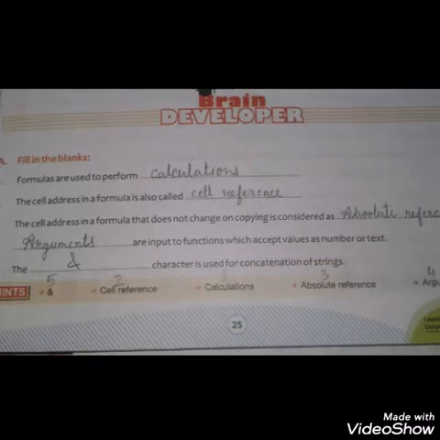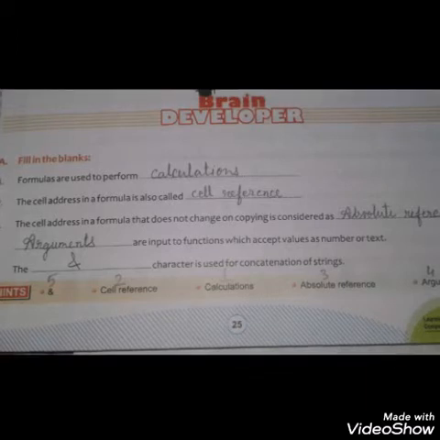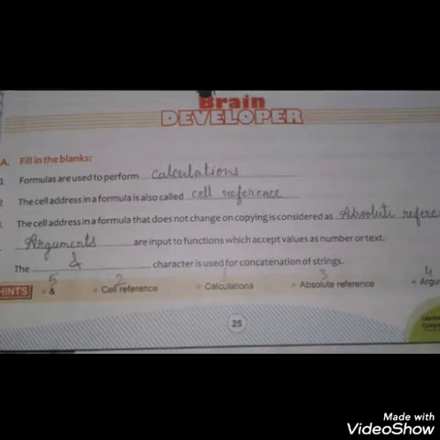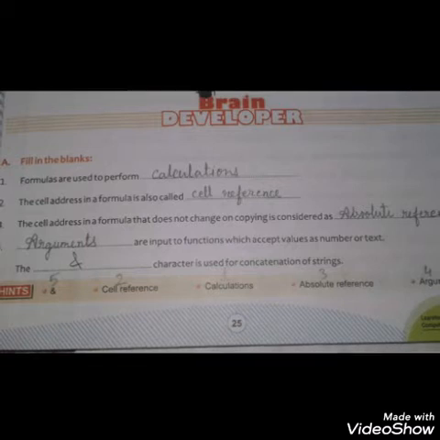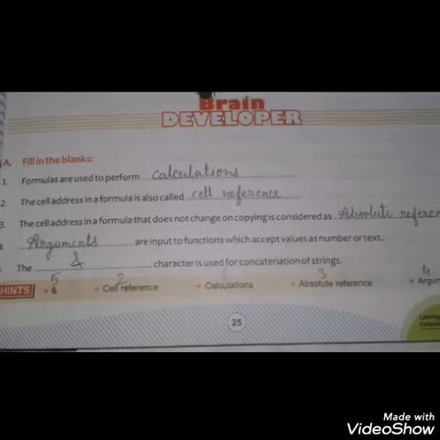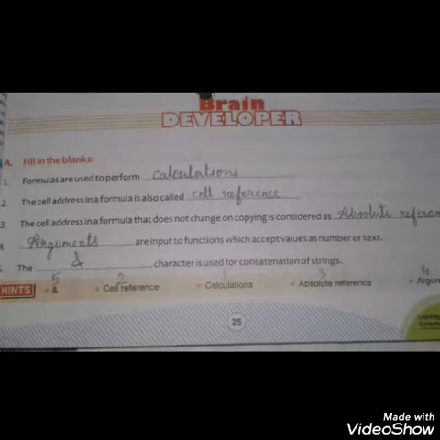In the third one, the cell address in a formula that does not change on copying is considered as dash. The correct answer is here: absolute reference. In the fourth one, dash are input to a function which accept values as number or text. So the correct answer is here: argument. In the fifth one, the dash character is used for concatenation of strings. The correct answer is AND. So students, our first section is completed now.